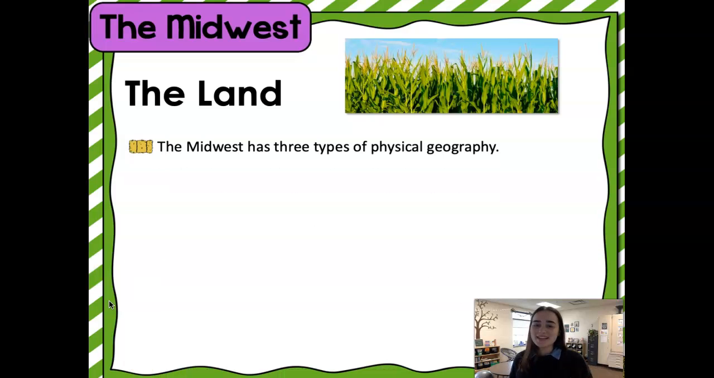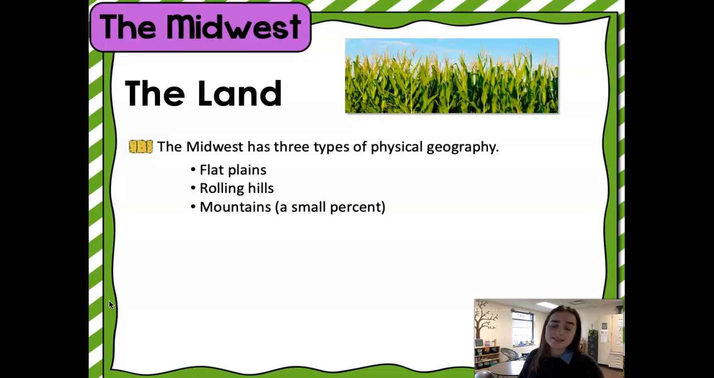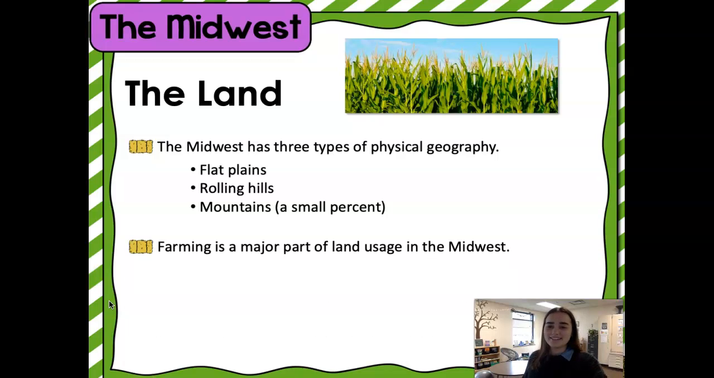Speaking of the land, the Midwest has three types of physical geography. Geography means the type of land that a place has. The Midwest has flat plains. We know that Minnesota is pretty flat. It has some rolling hills and a few mountains. Not a lot, though. Farming is a major part of land usage in the Midwest.